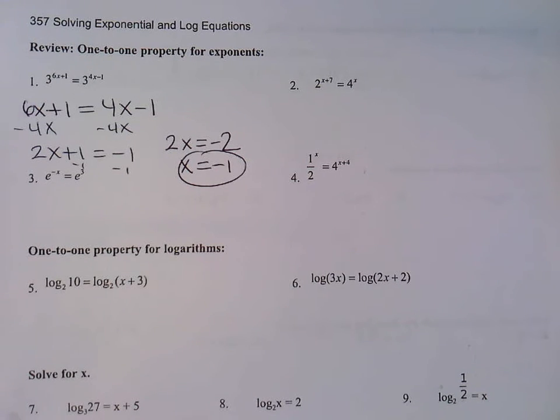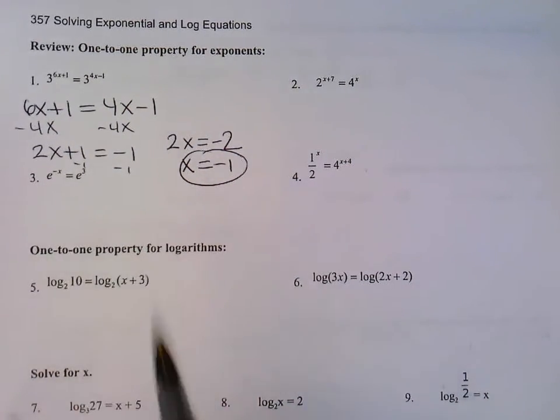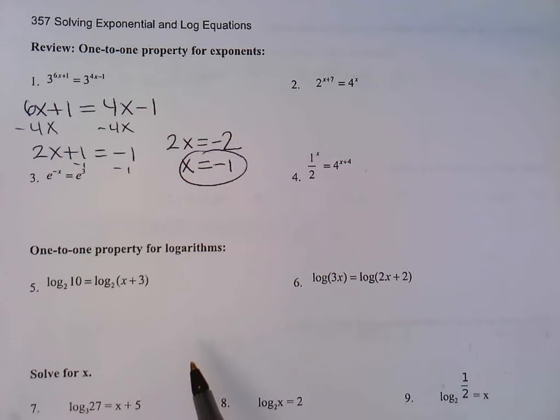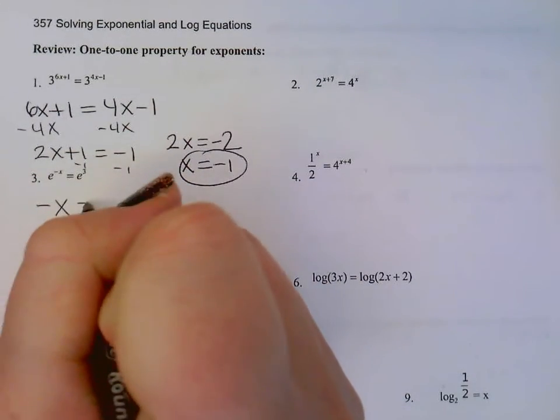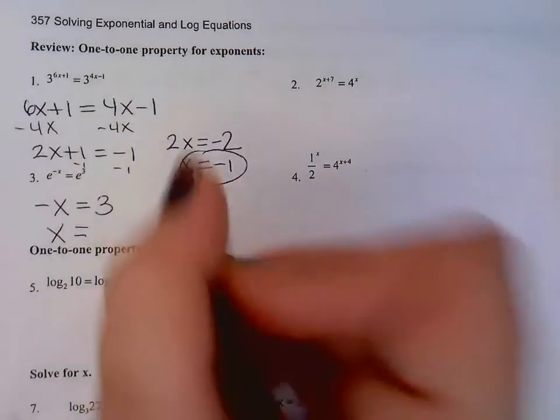So I want you to remember these easier steps. We're learning logs today for the harder ones. Don't do the hard stuff on the easier stuff. So remember this strategy. Skip down to number 3. I've got an e on both sides. We didn't learn about that variable this year. You will see it in pre-calculus. But what does x have to be? If negative x has to be equal to 3, then x has to be how much? Negative 3.